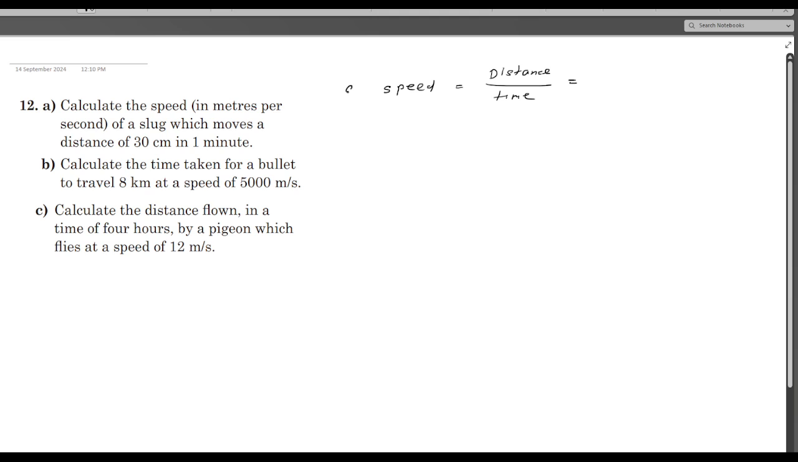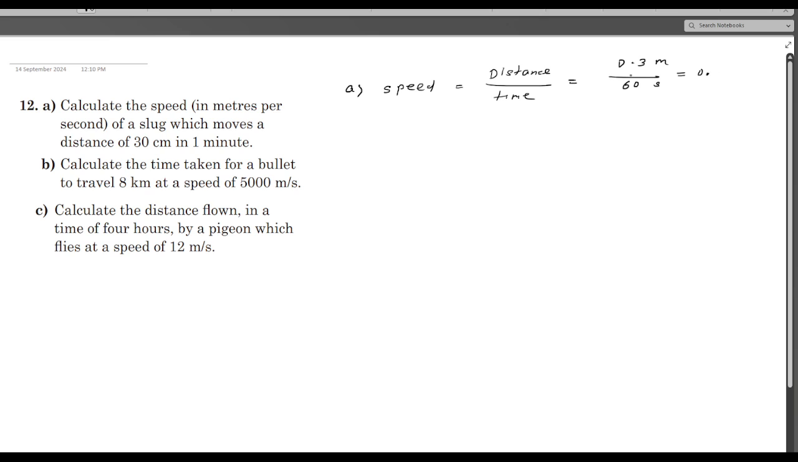Your distance is 30 centimeter. So 30 centimeter I can write as 0.3 meter, and your time is 1 minute, which I can write as 60 seconds. So this is in meter, this is in seconds. So it is 0.3 divided by 60.